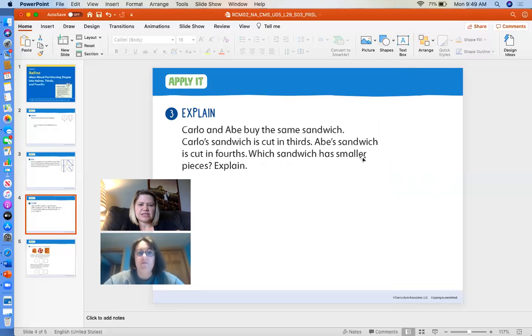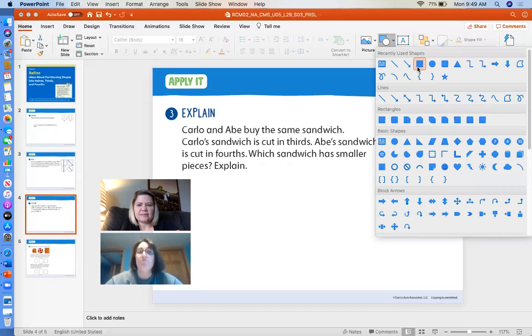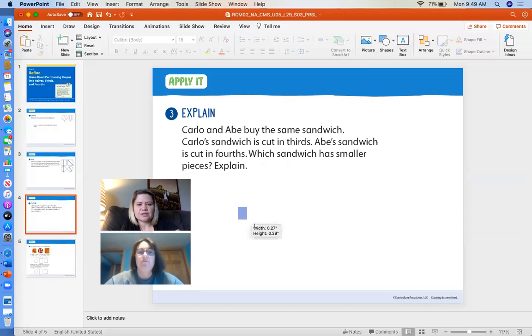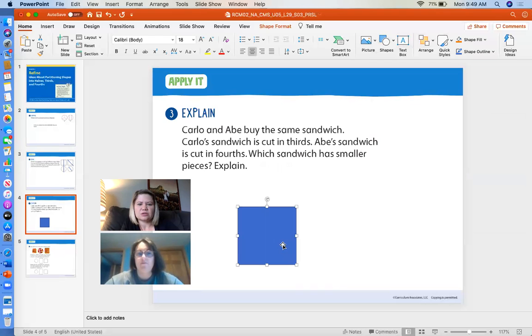All right, Carlo and Abe buy the same sandwich. Carlo's sandwich is cut in thirds. Abe's sandwich is cut in fourths. Which sandwich has smaller pieces? Explain.